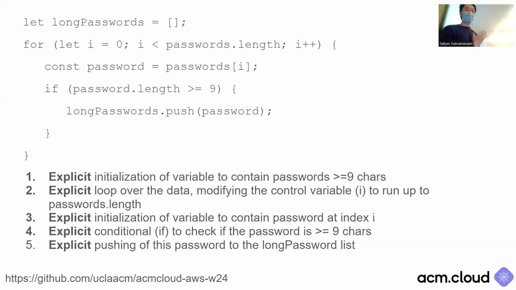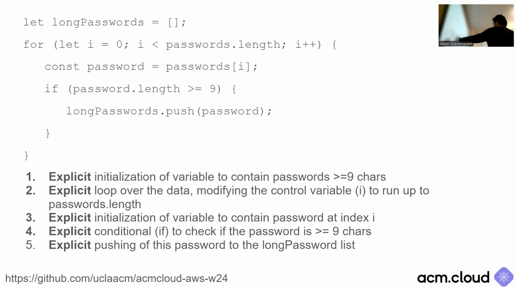So one thing I want to emphasize, this is very imperative style. We're explicitly defining each and every single step. We're explicitly initializing one variable to contain the passwords that are all greater than 8 characters, so longPasswords. We're explicitly defining it to loop over each password. And we're explicitly telling it how we're modifying the control variable. The control variable is just the iteration variable i, where we're explicitly saying start i as 0, i has to be less than passwords.length, and every iteration we just increase i by 1.